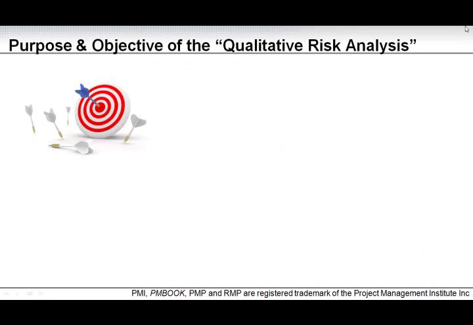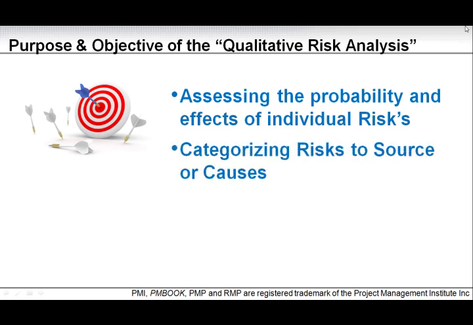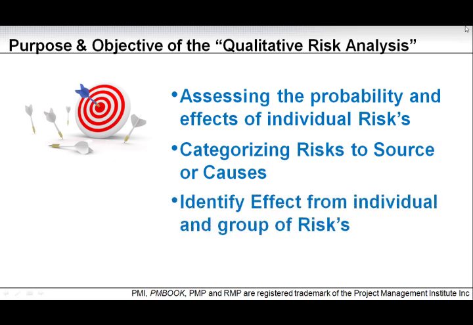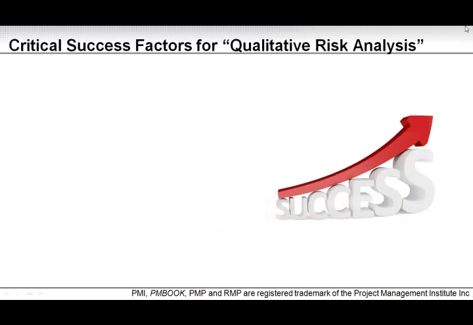So let's look at the purpose and objective of the qualitative risk analysis in summary. The purpose and objective is assessing the probability and effects of individual risks, categorizing risks by sources or causes, and identifying effects from individual and groups of risks. As a side note, the qualitative analysis leads to the quantitative analysis. So this is the first step in our process of assessing the risks that were identified in the previous process.